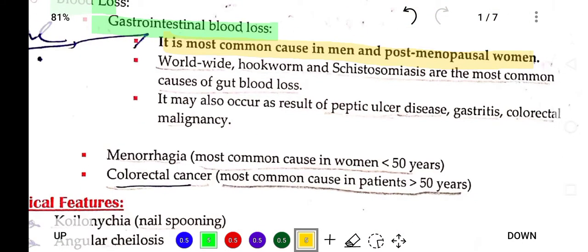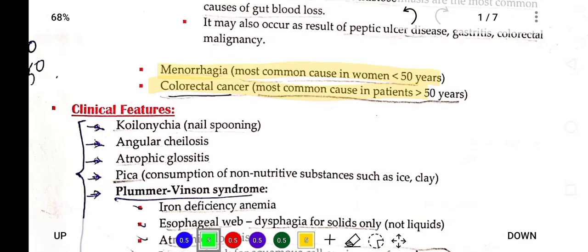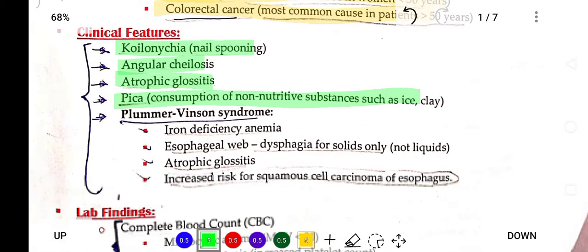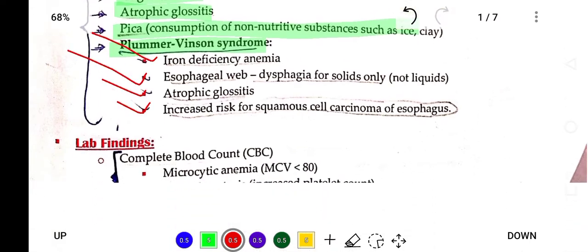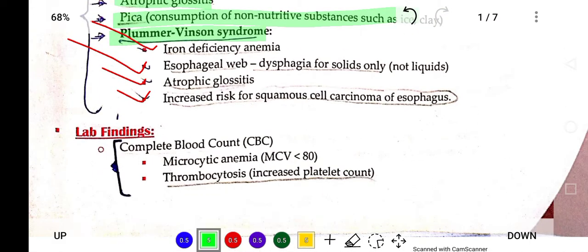And in women, that is post-menopausal women, iron deficiency anemia occurs. Menorrhagia or heavy menstrual bleeding causes iron deficiency anemia, and colorectal cancer can also create this condition. Clinical features of iron deficiency anemia are koilonychia, meaning spoon-shaped nails, angular cheilosis, atrophic glossitis, and pica, consumption of non-nutritious substances. Plummer-Vinson syndrome is also known as the triad of iron deficiency anemia, esophageal web, atrophic glossitis, and increased risk of squamous esophageal carcinoma. So these are the triad of iron deficiency anemia.